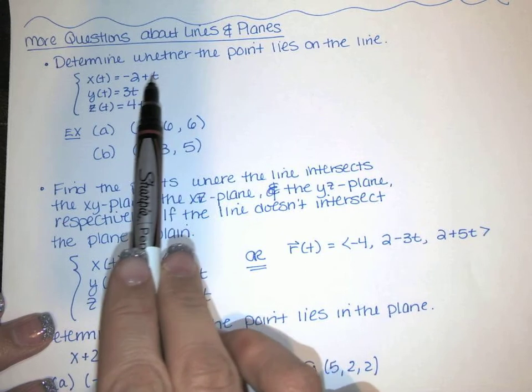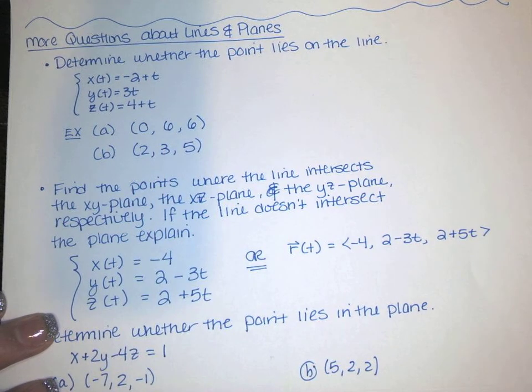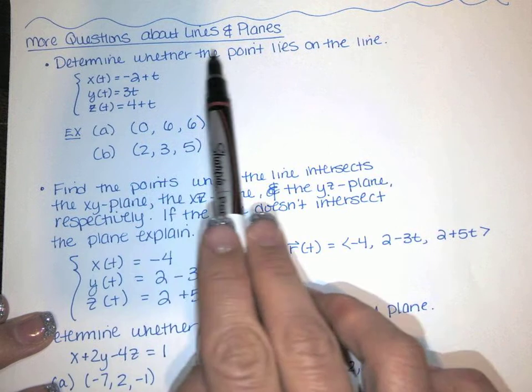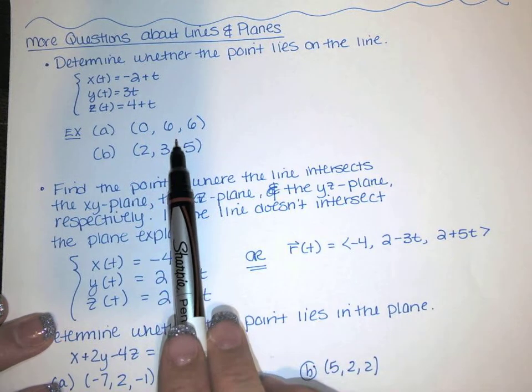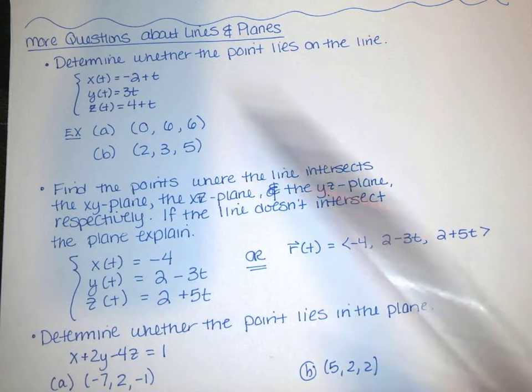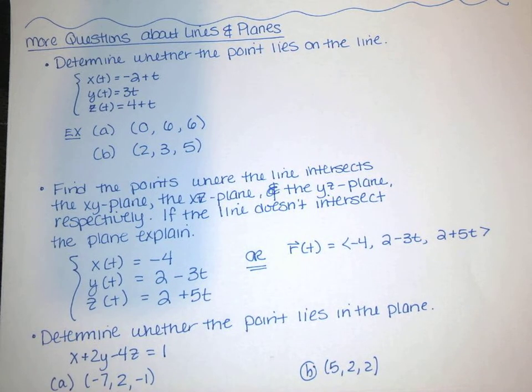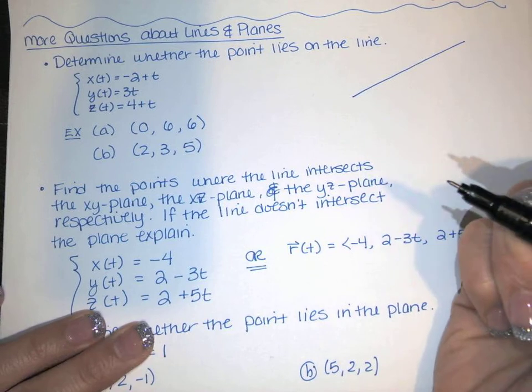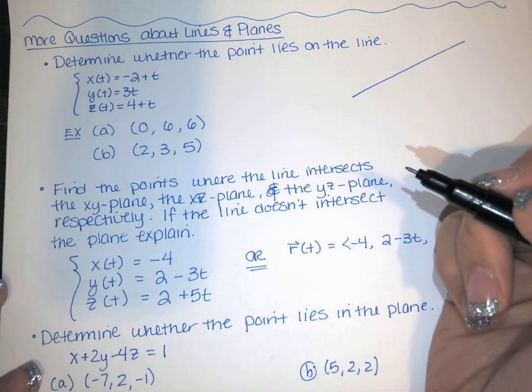So here we've got parametric equations of a line. And someone might ask you, I might ask you on a quiz, to determine whether the points given below lie on this line. Now remember what these three equations mean. So we've got some line, it's in three-dimensional space.